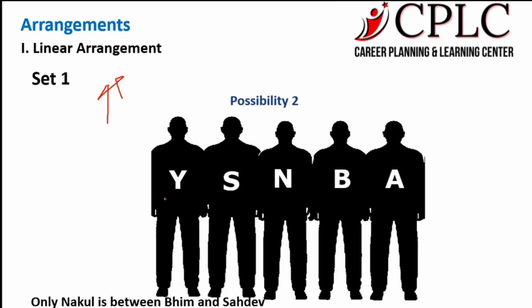So it means Sahadev is to the immediate right of Yudhishthir. Nakul is between Sahadev and Bhim. Bhim is between Nakul and Arjun. So the final arrangement that we get is this one, which is YSNB.